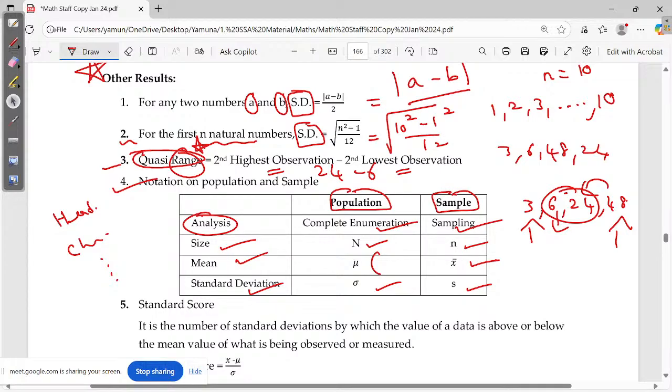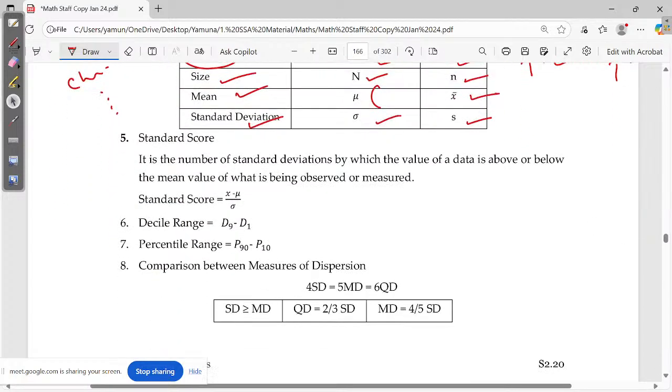Complete enumeration. When you go as a patient, the complete details have to be taken. Along with that, your parents' history will also be asked. Standard score. Standard score is the number of standard deviations.